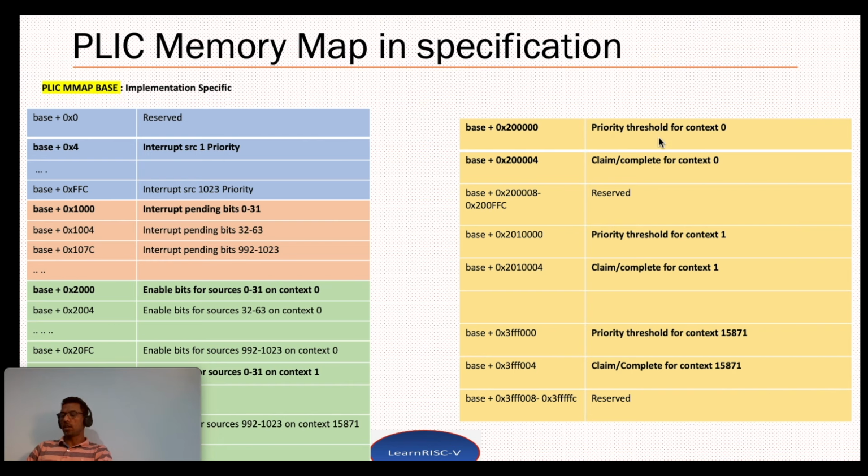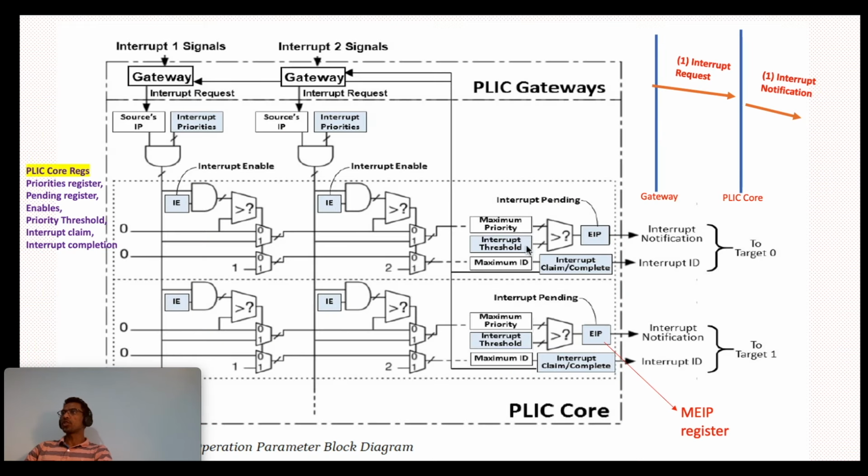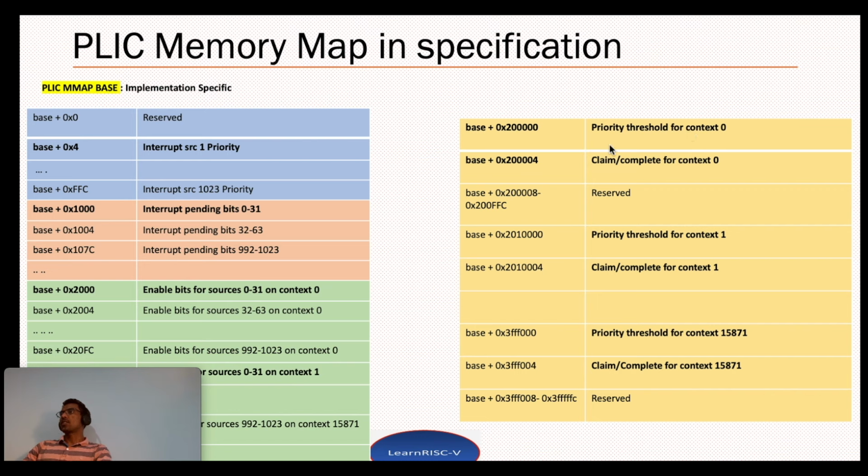And finally, for the priority threshold and the claim complete register, this is how it goes. So base address plus offset. So for context 0, the priority threshold followed by the claim and complete notification register for each context, and then it is reserved, and then followed by context 1, and it goes up to context 15871.